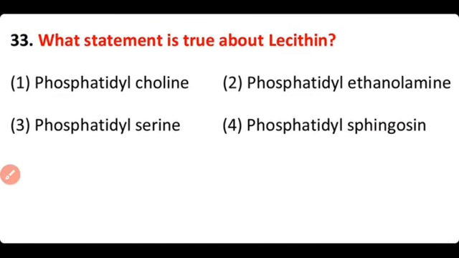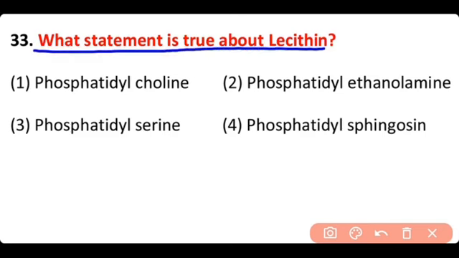Question number 33. Which statement is true about lecithin? Lecithin is chemically phosphatidylcholine, or it is phosphatidylethanolamine, or it is phosphatidylserine, or it is phosphatidylsphingosine. So the correct answer is option 1. Lecithin is chemically phosphatidylcholine.